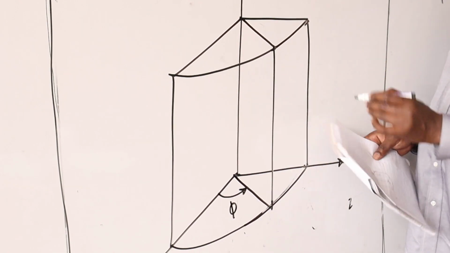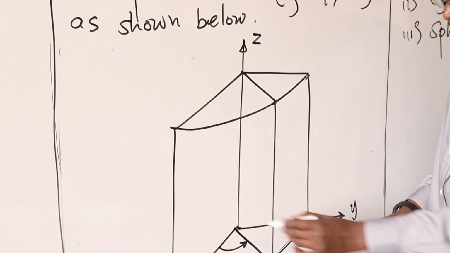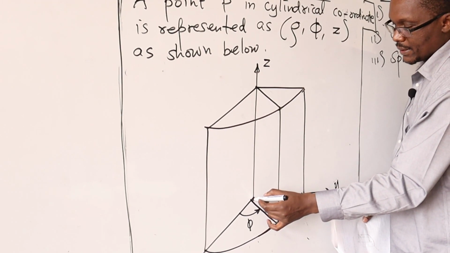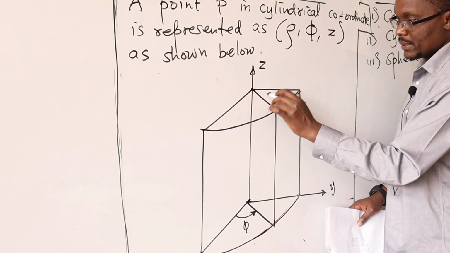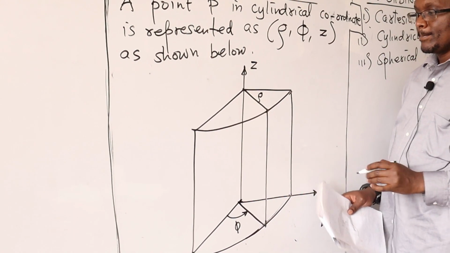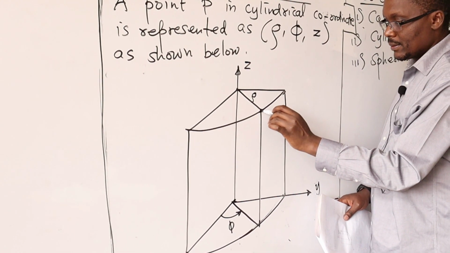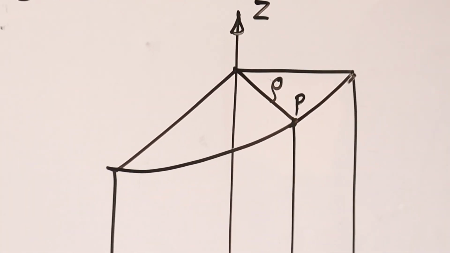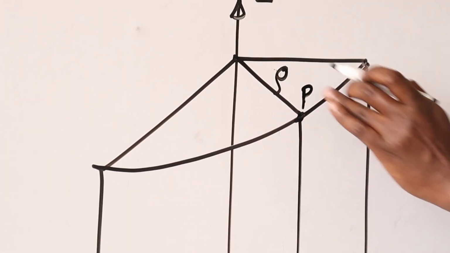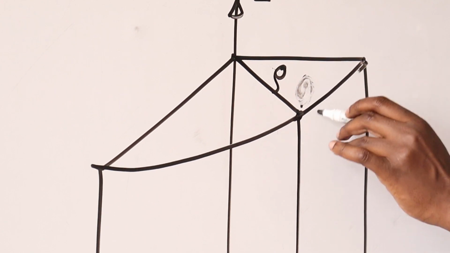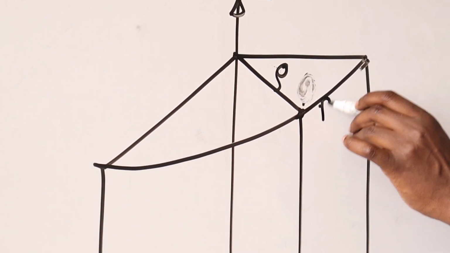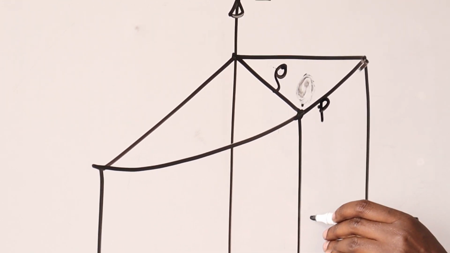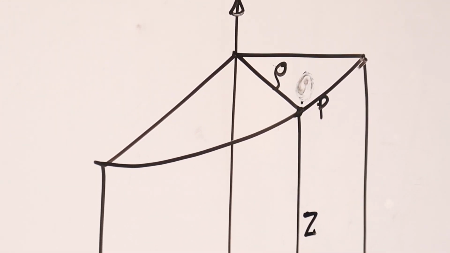Then we have the radius of the cylinder, from the center point to here, which is our rho. This is our point P. So we have rho, phi. Then the height of that cylinder is z.